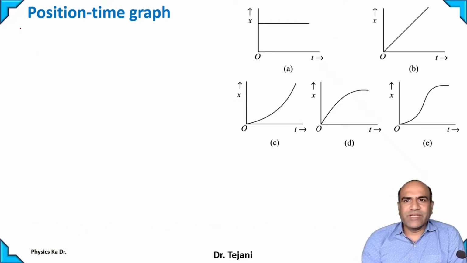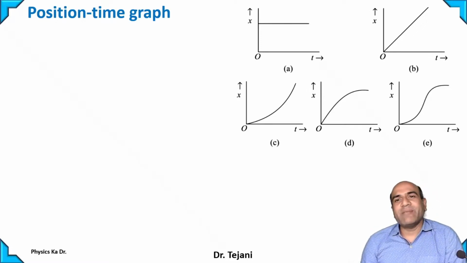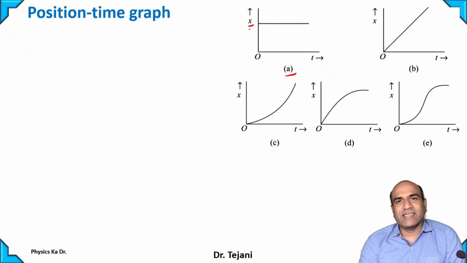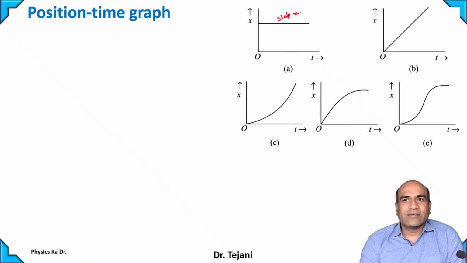So let us read different graphs. Which graphs? Position-time graphs. So first, if you see the first graph, A has one axis, X, showing position, and the opposite axis showing time. The graph has slope 0.